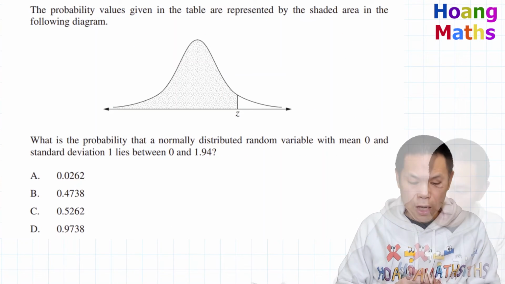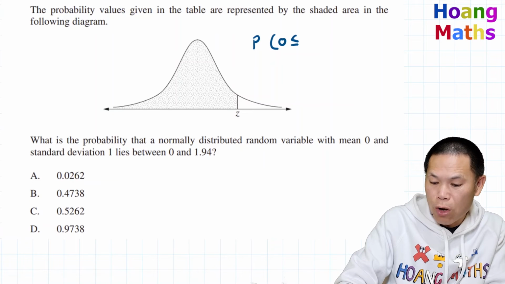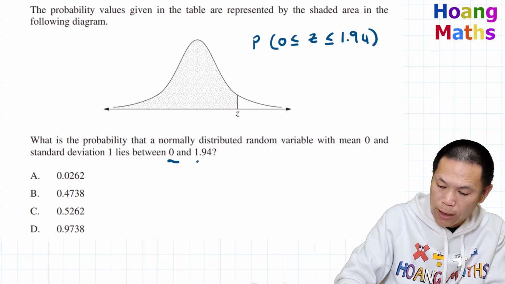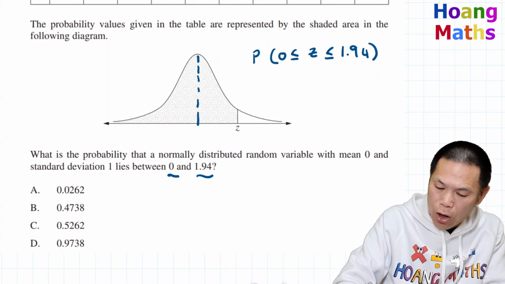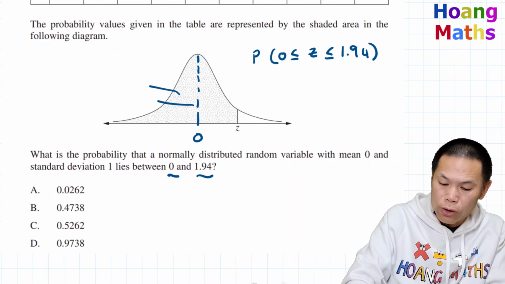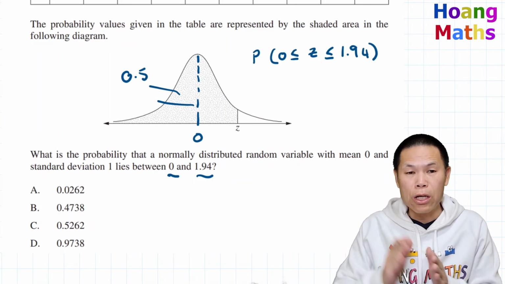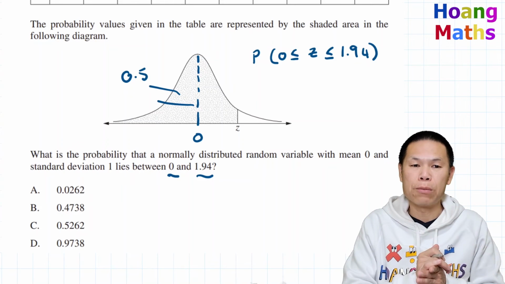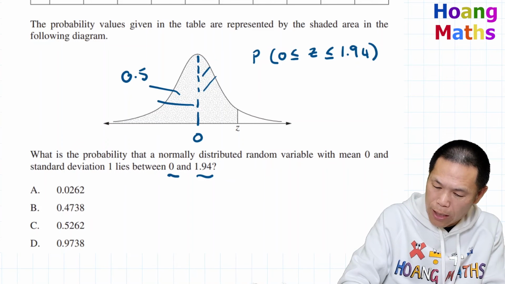So the question is, find the probability of Z greater than 0 and less than or equal to 1.94. So it's between this value, between 0 and this. First of all, we know that from this part onward, this is 0. Okay, don't forget, the Z score is 0, so it's 0.5 because the probabilities add up to 1. So the bottom half is 0.5 and the top half is 0.5. So we need to work out this area here.